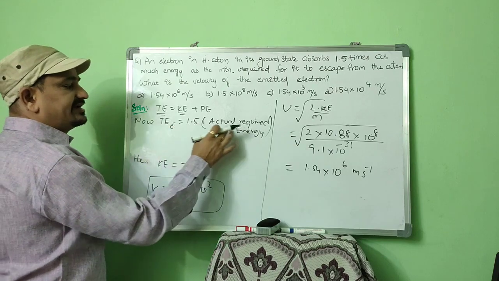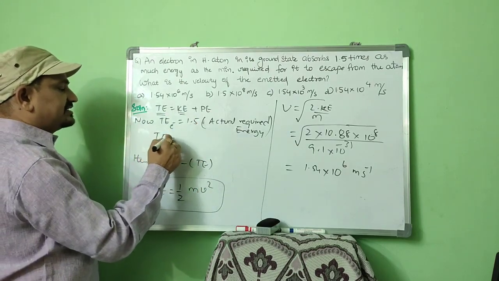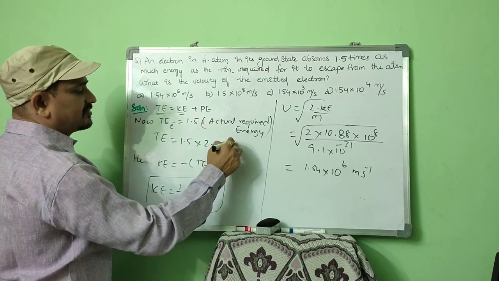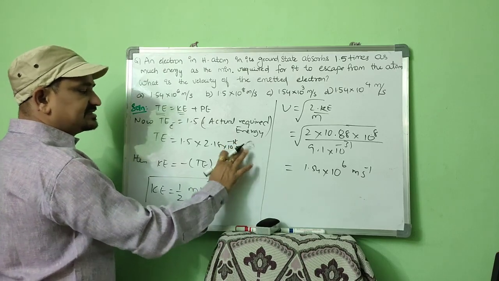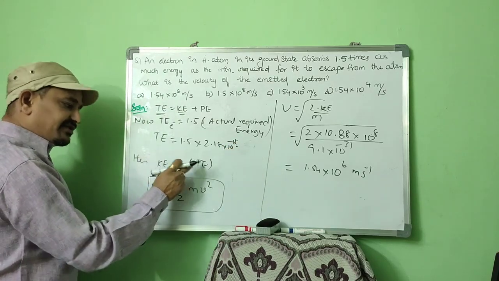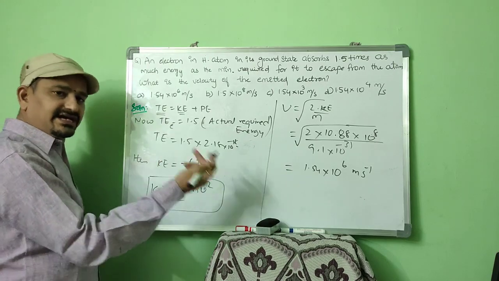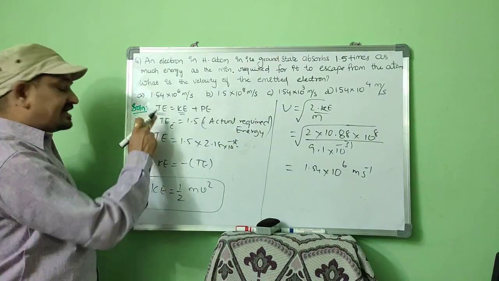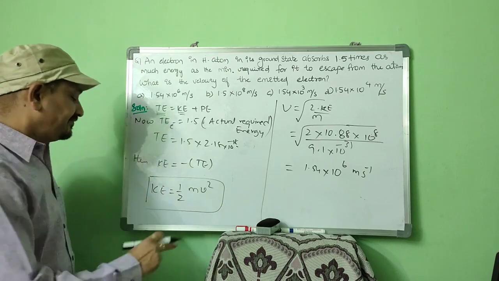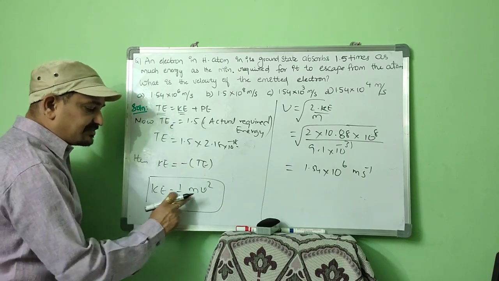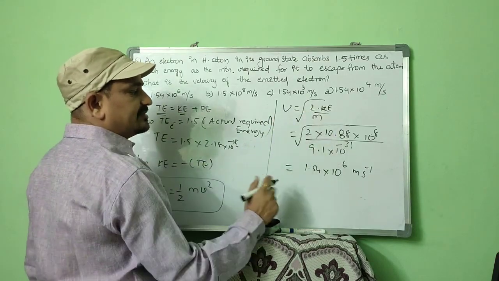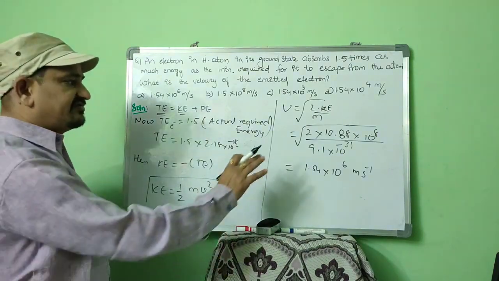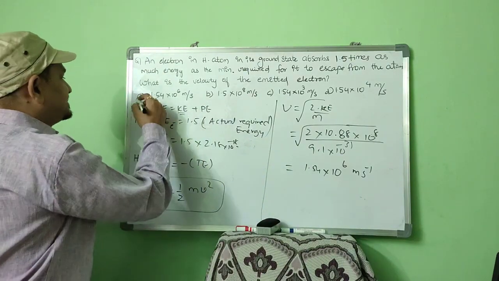Total energy is 1.5 times the energy of the electron. What is the energy of the electron in joules? 2.18 into 10 power minus 18 into Z square by n square. Using this relation, we can find the total energy, and multiplying its negative value by minus gives the kinetic energy, because total energy is expressed with a negative sign and kinetic energy with a positive sign. We supply this kinetic energy in the formula, velocity equals root 2 KE by m. On substituting the values, we get 1.54 into 10 power 6 meters per second. Be perfect in the calculation. Okay, so this is the answer.